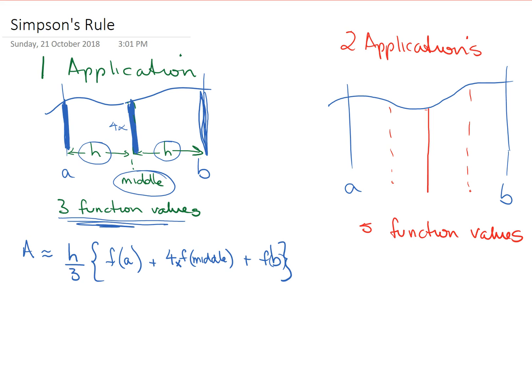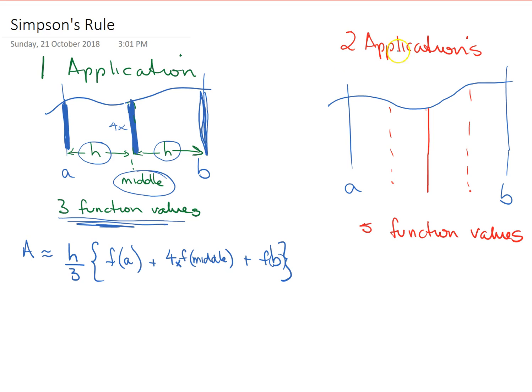Otherwise, I just strongly encourage you to think about this diagram here, and the simpler form of Simpson's rule, where it's these distances between our values divided by 3, first function value, 4 times the middle, and last function value. When we go on, obviously you can imagine now they're going to require you to do more than one application.